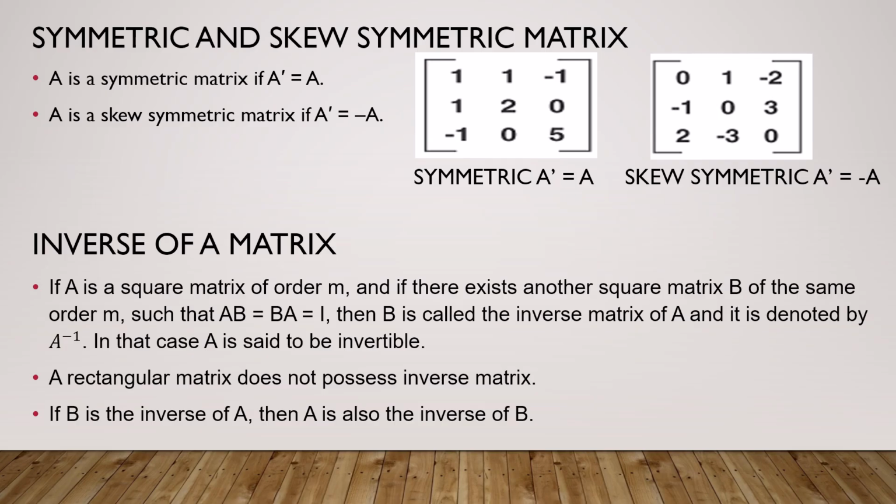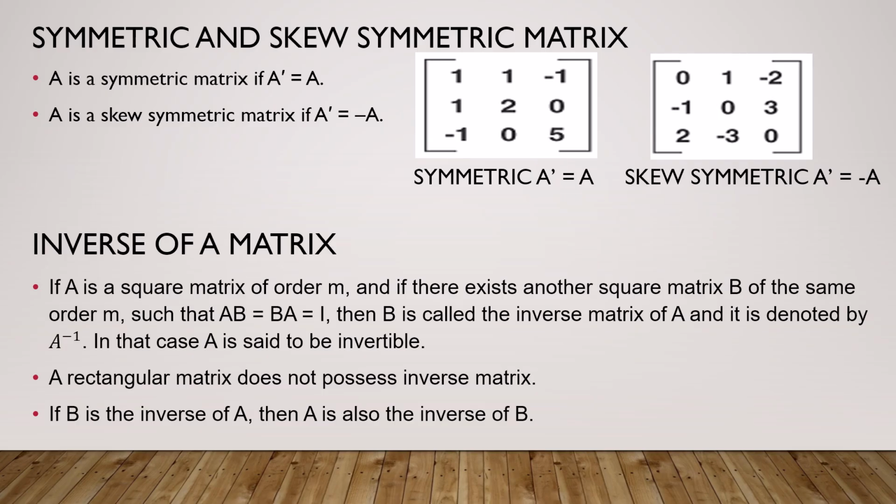Next concept is symmetric and skew symmetric matrix. We will do examples based on all these things, but first we will see the concepts. A matrix A is called a symmetric matrix if A transpose is equal to A, and it is skew symmetric if A transpose is equal to minus A. Suppose I am having a matrix A, first the matrix given over here: 1 1 minus 1, 1 2 0, minus 1 0 5.